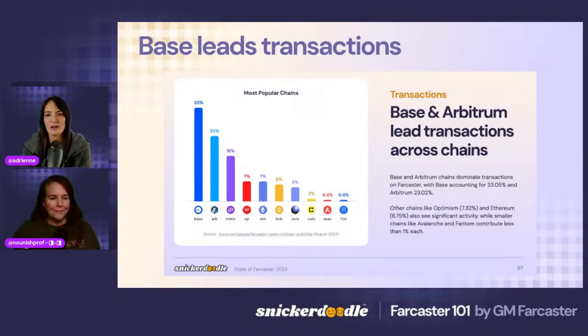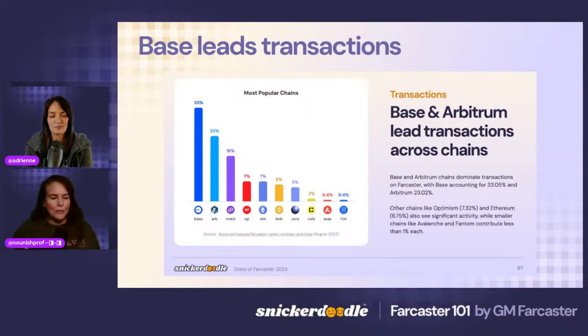So in terms of data on number of transactions, Base is the most popular chain on Farcaster. Arbitrum is second with 23%. I think we see Optimism and Ethereum also with significant activity. And yeah, nothing surprising here. Zora is making the list. A lot of artist, creativity and NFT activity there.